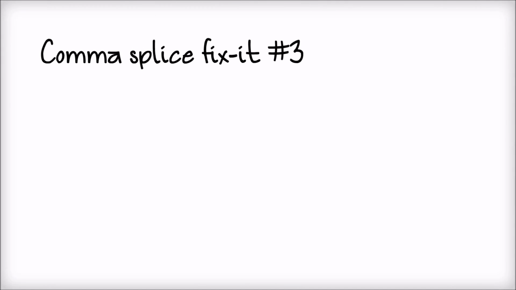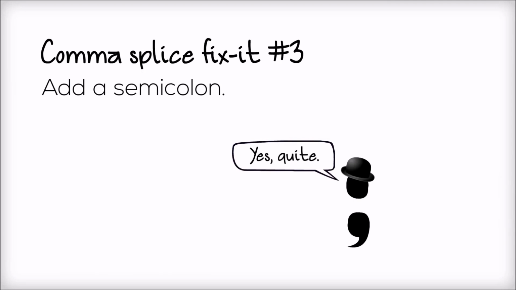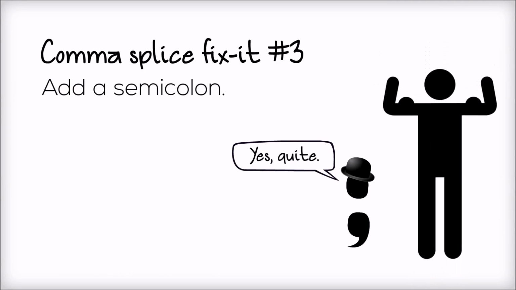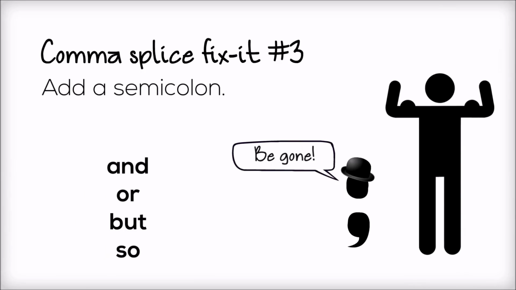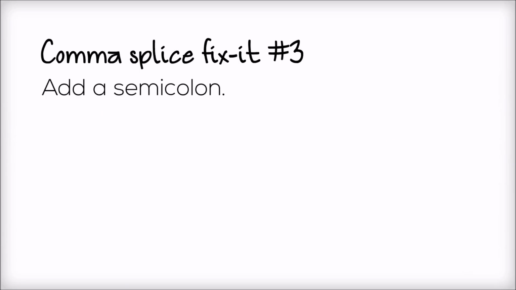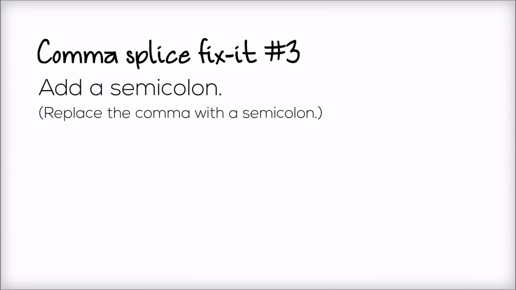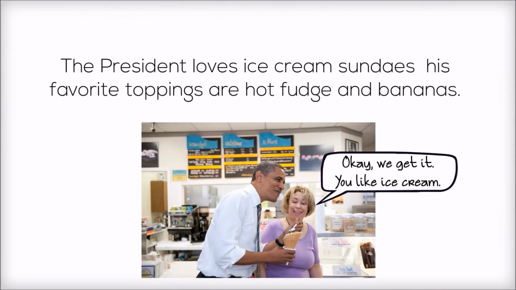Comma splice fix-it number 3. Add a semicolon. You can, of course, use the comma's fancy cousin, the semicolon, to fix a comma splice. It's strong enough on its own that it doesn't need a conjunction or anything else to help support it. To fix a comma splice with a semicolon, all you have to do is put it in the place of the comma. The president loves ice cream sundaes; his favorite toppings are hot fudge and bananas.